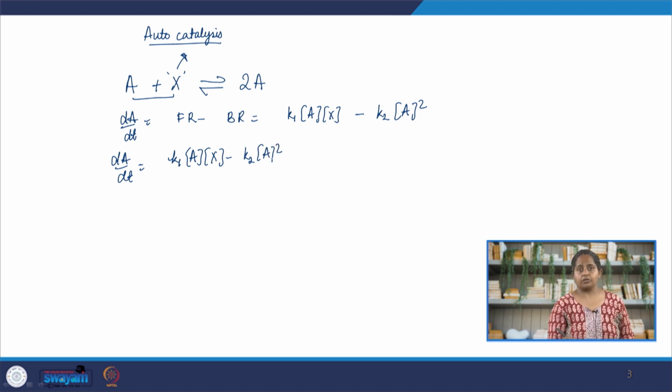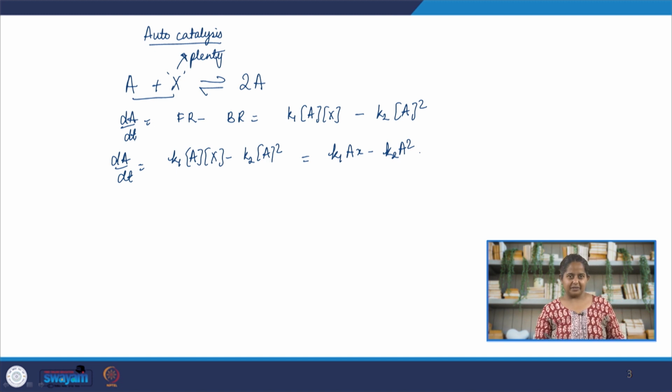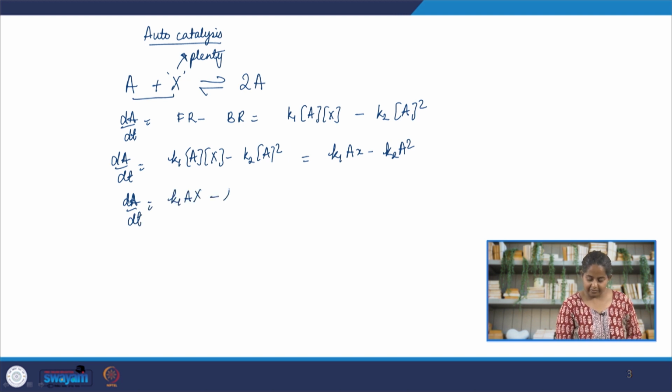I am going to get rid of the square bracket, understanding and assuming that you know that we are dealing with standard notation and standard units. Now remember, I said X is available in plenty, which means X is fairly constant. So our equation becomes simpler. Now this is a one-dimensional, very simple system. And we are going to use graphical approach to understand how it behaves.